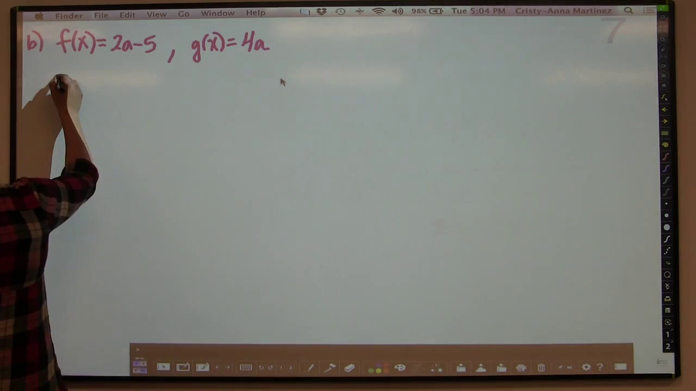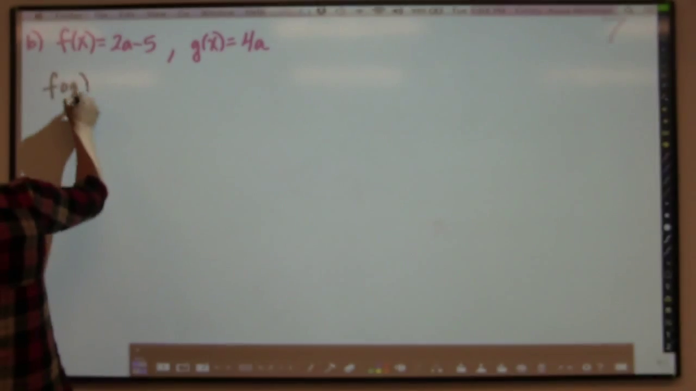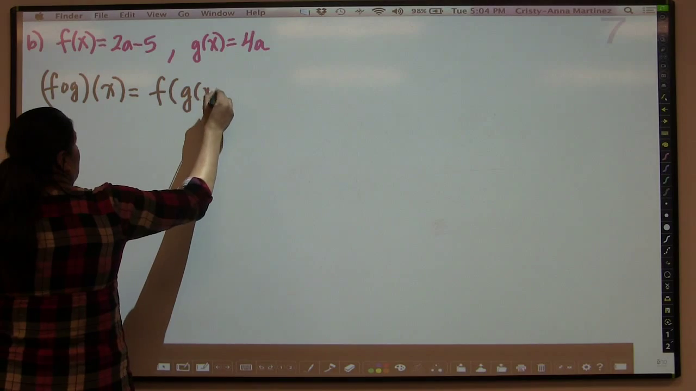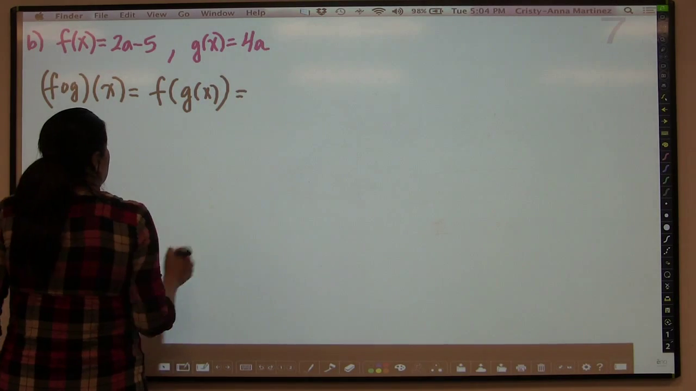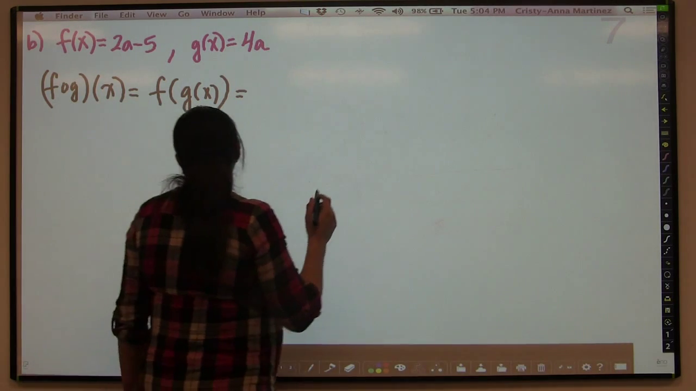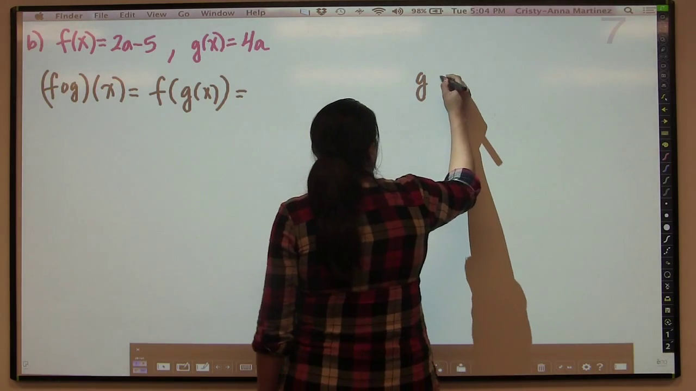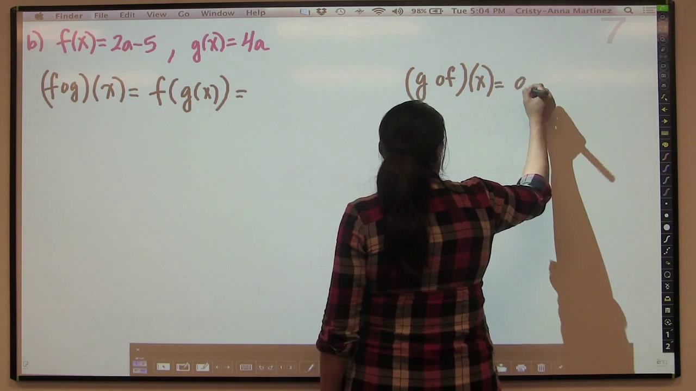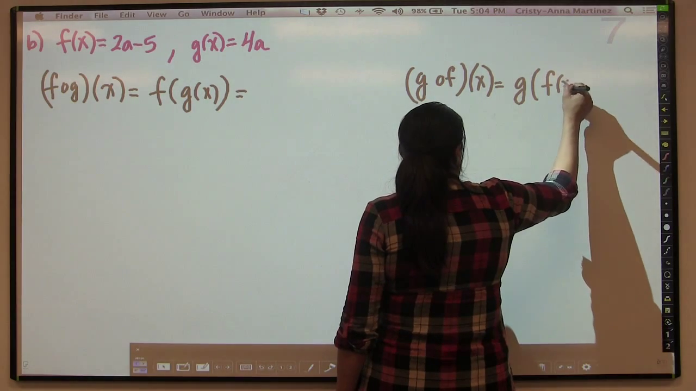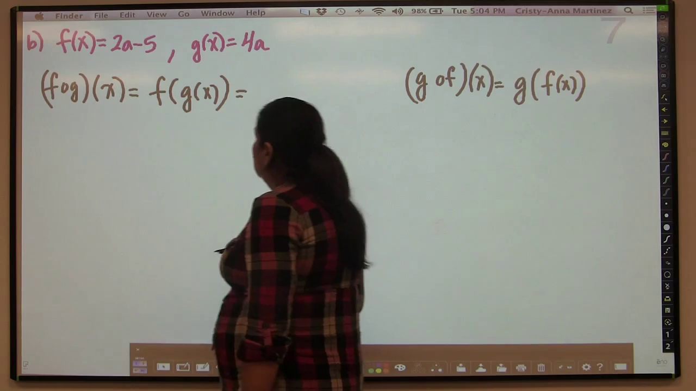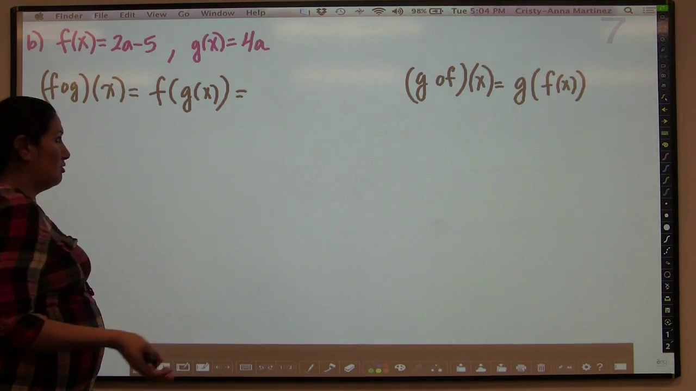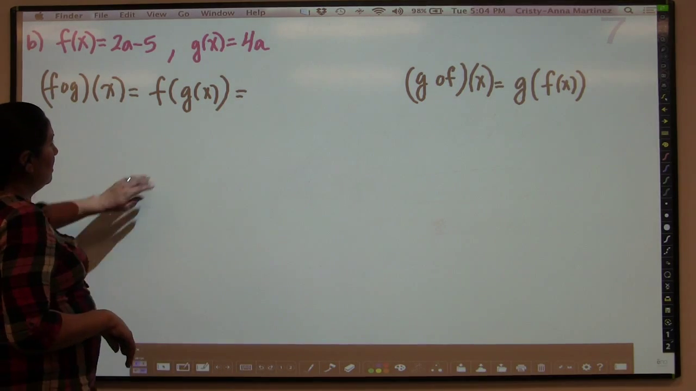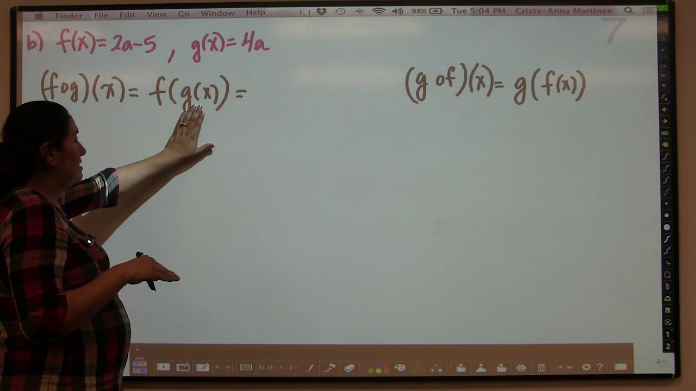So they want us to find f of g of x, which literally means f of g of x. And they also want us to find g of f of x, which literally means g of f of x, like that. So what I like to do is very similar to what we did earlier, is we want to put the g of x function completely inside the f function.